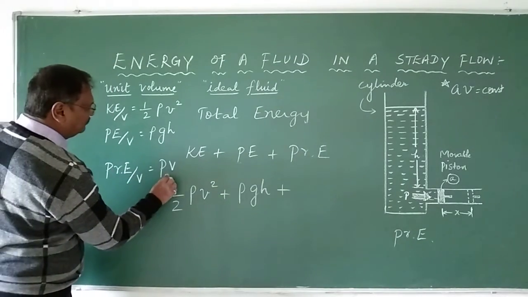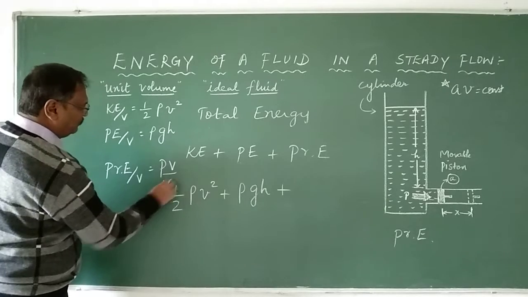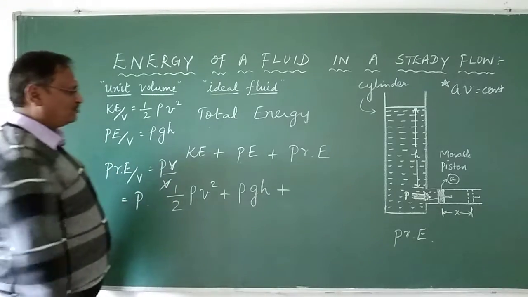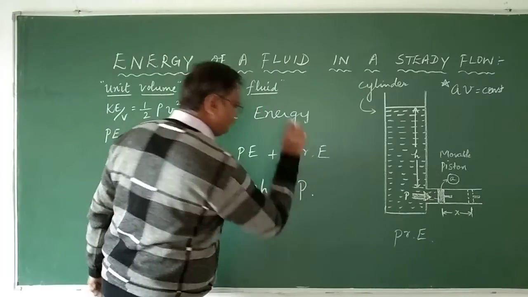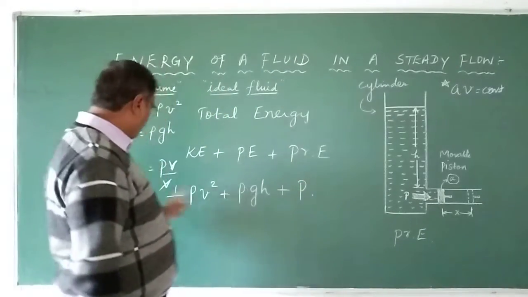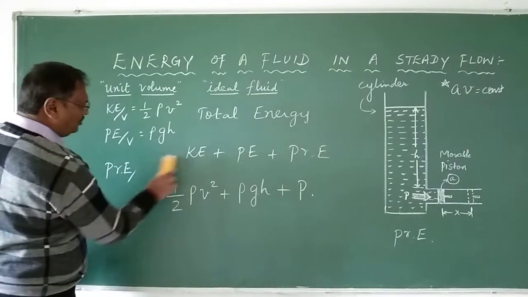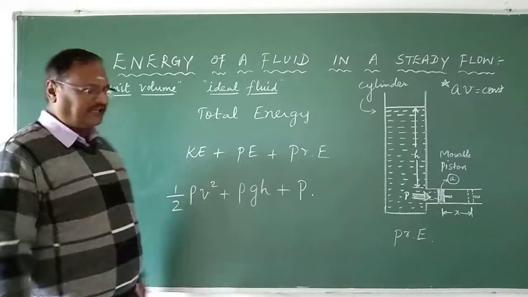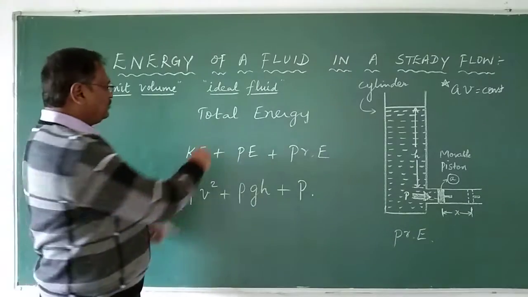Yes, rho G H. This is where I had a doubt. Per unit volume, so let me divide by V. V gets cancelled, so pressure energy is just P. P is the pressure energy, right? Unit volume we are talking about, that's why that V got cancelled. I had a small doubt on this matter, so that's why I cross-checked it.